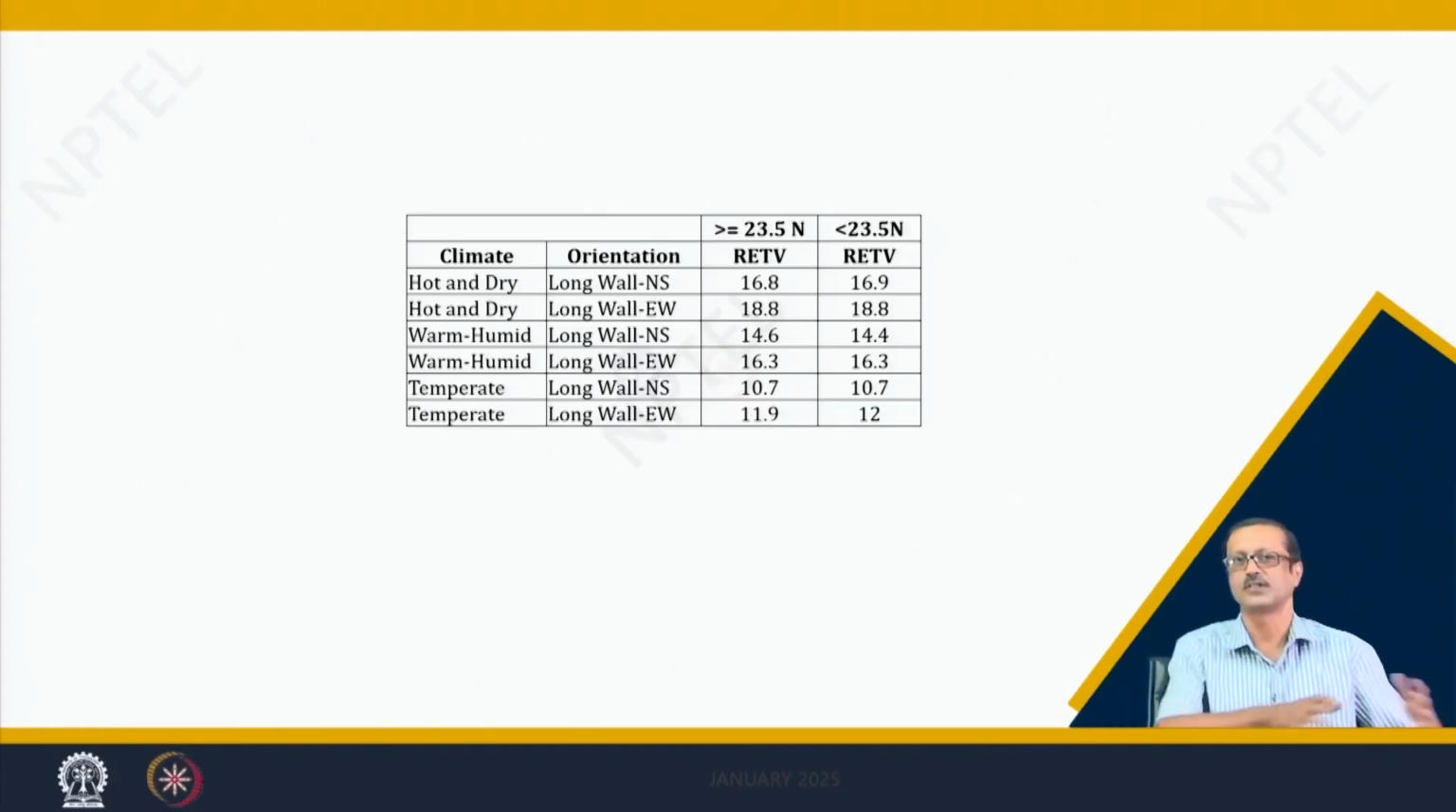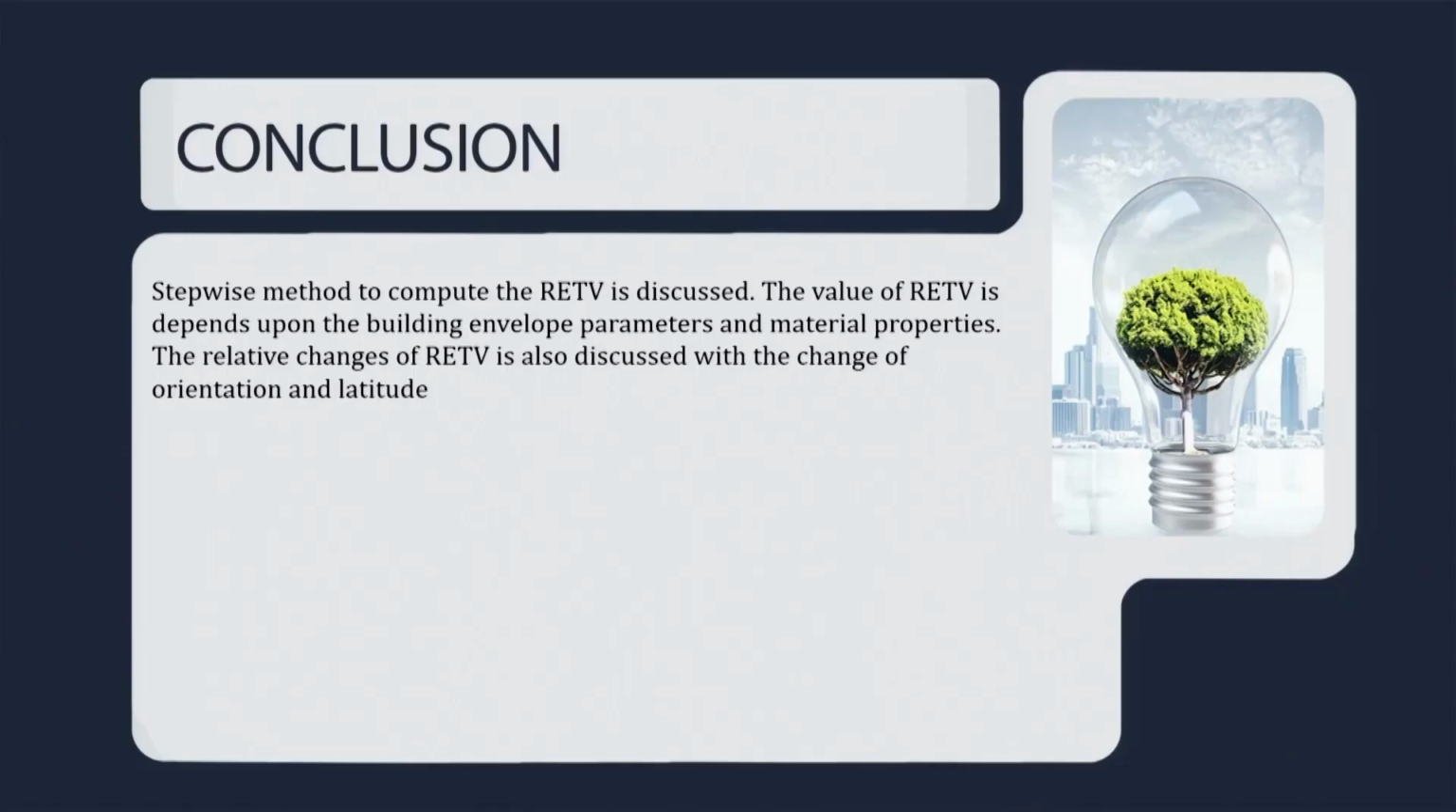This has been calculated based on the data we started with, 400 and 200 with 20% WWR and those material properties, using the Excel sheet, just changing the orientations and the orientation factor and other values based on the latitude of the location. This lecture concludes with a stepwise demonstration of RETV for an apartment building, and we see how the parameter changes with the latitude and the orientation. Thank you very much.